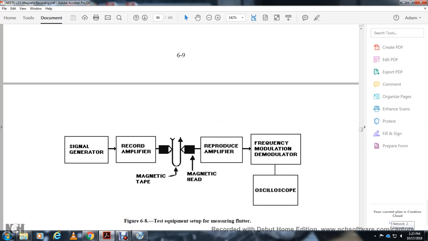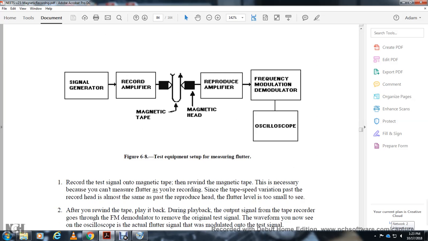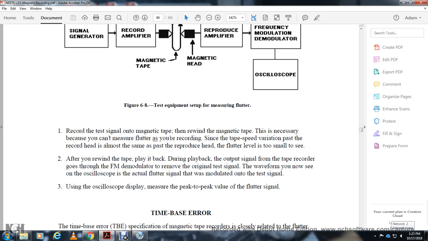Record a signal through the recorder amplifier to the head, then reproduce through the amplifier, with frequency modulate and demodulate. Record the signal on the magnetic tape and rewind. The flutter you measure is the tape speed variation. During playback, the output signal goes through the FM demodulator, and the test oscilloscope displays the flutter signal waveform.